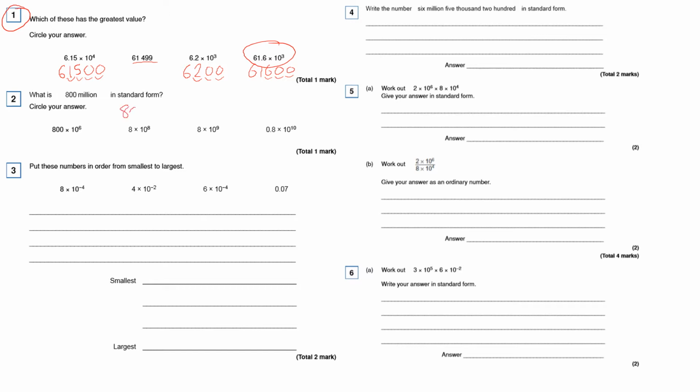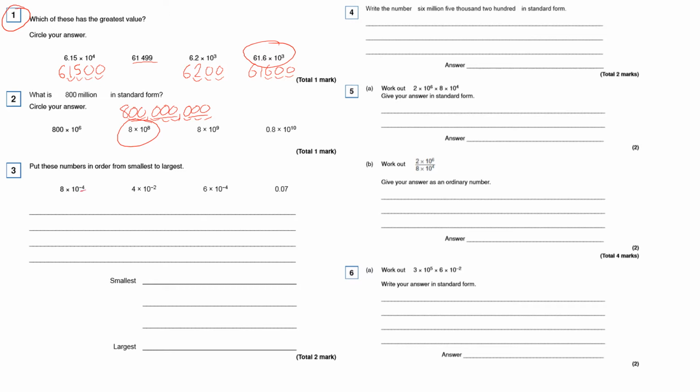Second question, 800 million in standard form. If I have a number like that, I'm probably going to try and write it out before I do any sort of conversion. So a million is 6 zeros. And then if we think, well, we've moved the decimal place once, twice, 3, 4, 5, 6, 7, 8 times, 10 to the power of 8.